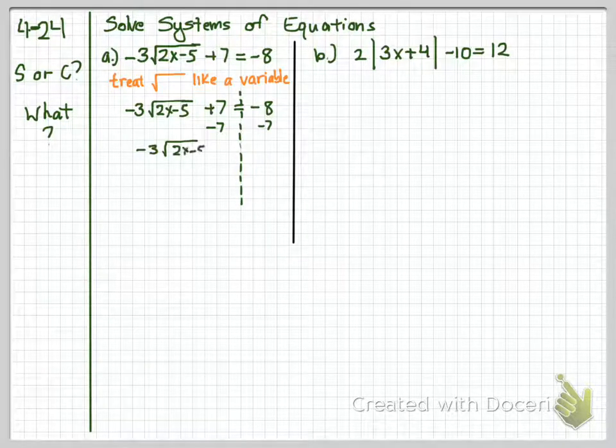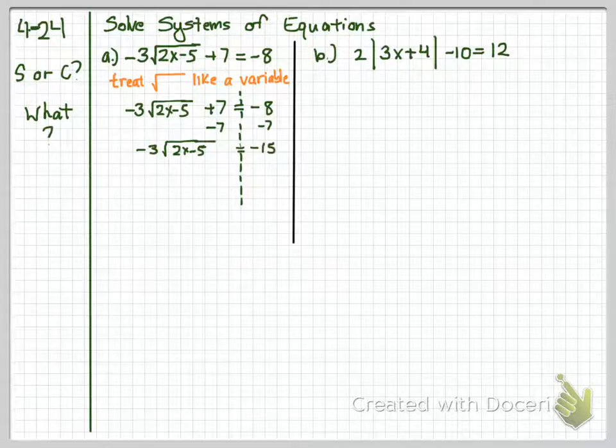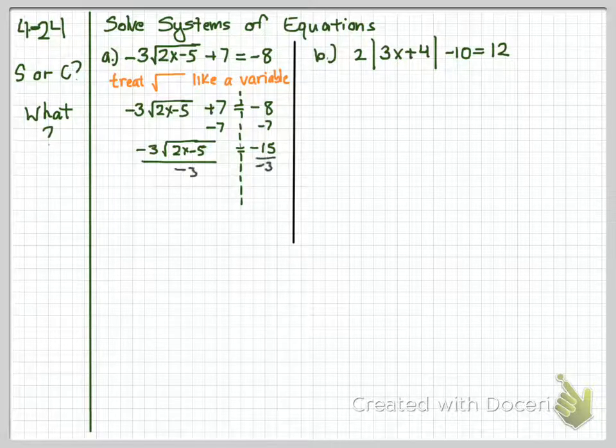Then the next line is there's no more 7 on the left hand side, subtract it so it becomes negative 15 on the right hand side. Next thing is let's move the negative 3. Opposite of multiplication is division, so we divide it by negative 3. The square root of 2x minus 5 is equal to positive 5, which works.